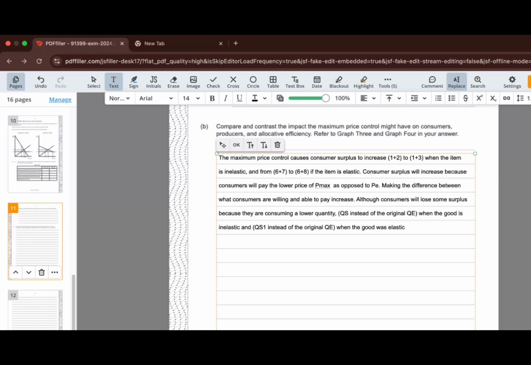Alrighty. We'll just kind of put a closing sentence up there for consumer surplus. So the increase in surplus due to the lower price outweighs the loss of surplus due to the lower quantity consumed, resulting in an overall increase, all right, in consumer surplus.